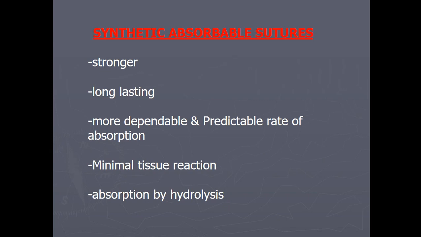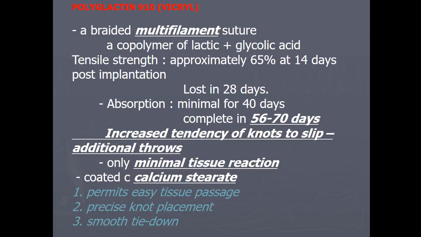Synthetic absorbable suture material is stronger, longer lasting, and more dependable, with a more predictable rate of absorption and minimal tissue reaction. Here the absorption is by hydrolysis. Synthetic is absorbed by hydrolysis, natural is by proteolytic reaction. So an example is polyglactin 910.